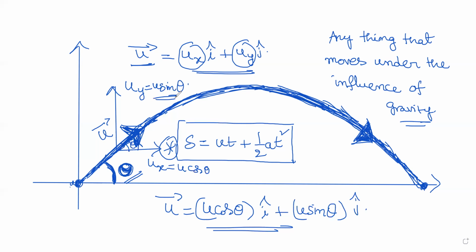And now when the projectile is going, the acceleration in the x direction is equal to 0. The acceleration in the y direction is the acceleration due to gravity, which acts vertically downwards, so that is minus g. So ay is equal to minus g. The accelerations ax and ay are perpendicular to each other. The x component of acceleration is 0, so there is no acceleration in the x direction.